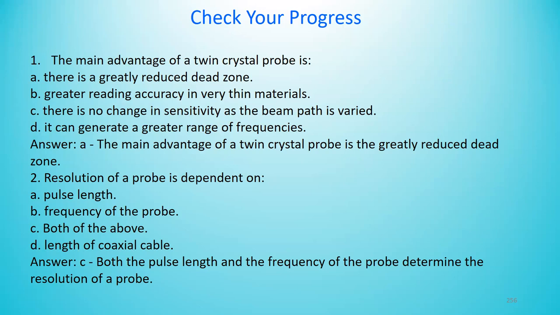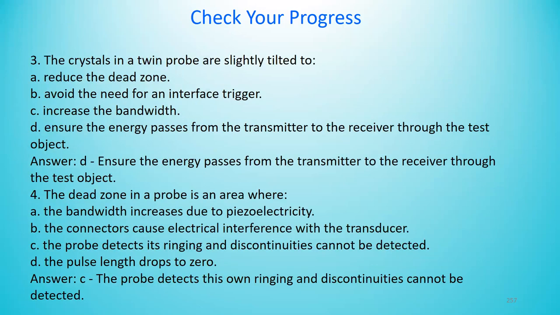The main advantage of a twin crystal probe is a greatly reduced dead zone, no dead zone really. Both pulse length and the frequency of the probe determine the resolution of a probe. This ensures the energy passes from the transmitter to the receiver through the test object. The crystal in a twin probe is slightly tilted. The probe detects the zone ringing, and discontinuities cannot be detected in the dead zone.